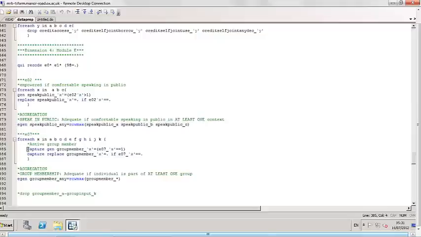Then, based on E07, we create the indicator group member X, where X refers to one type of group. Group member X is equal to 1 if the individual is an active member of group X. Then we aggregate across types of groups, and we create group member any, which is our indicator of group membership. This indicator is equal to 1 if the individual is an active member of at least one group.